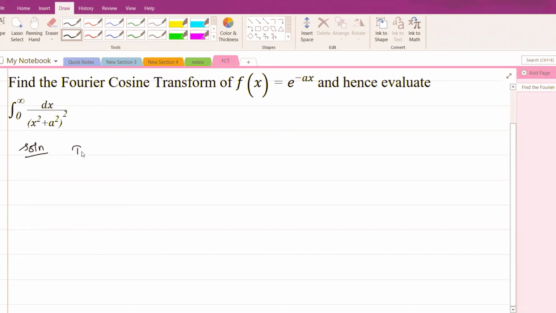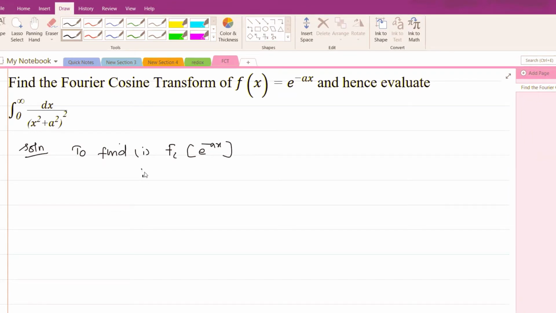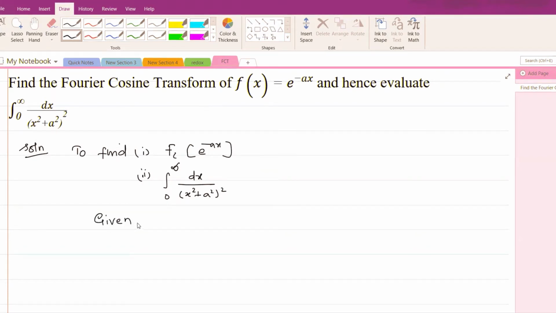Now in this problem we have to find the Fourier cosine transform of e to the power minus ax, that is Fc of e to the power minus ax. And second, we have to calculate integral 0 to infinity dx divided by x square plus a square the whole square. In this problem they have given f of x is equal to e to the power minus ax. Now first we can solve the first one.